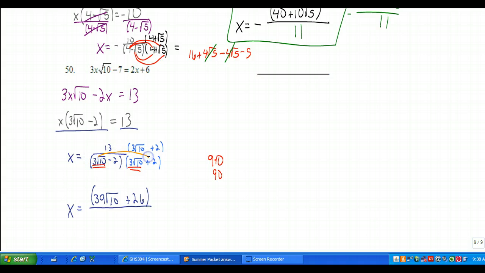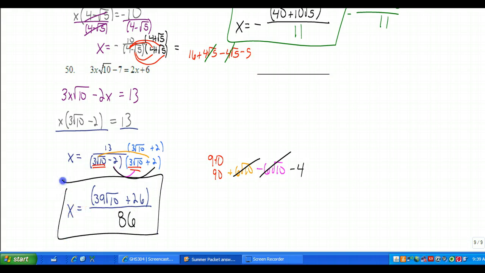3 root 10 times 2. Once again, we multiply the terms that we can. 3 and 2 are both outside of the radicals. 3 times 2 is 6. So this next term is going to be plus 6 root 10. Now the inside terms, negative 2 times 3 root 10 is negative 6 root 10. And then negative 2 times 2 is negative 4. Those are opposites. They're eliminating each other. 90 minus 4 is 86. And I'm looking for something that's going to go into all three of those terms. There isn't anything. So then this is the simplified answer.